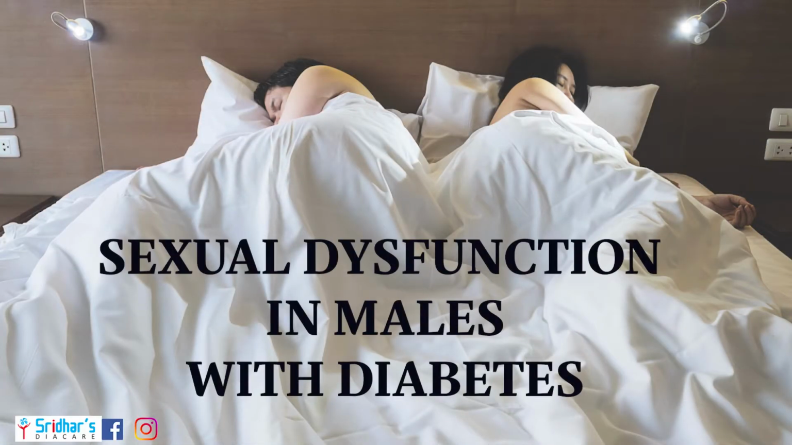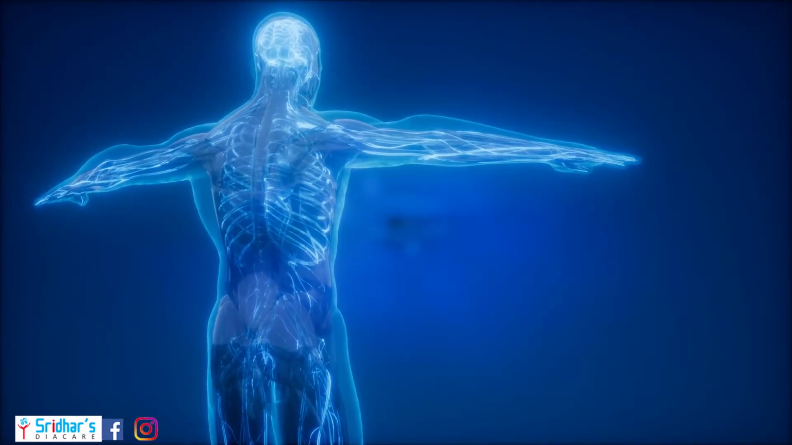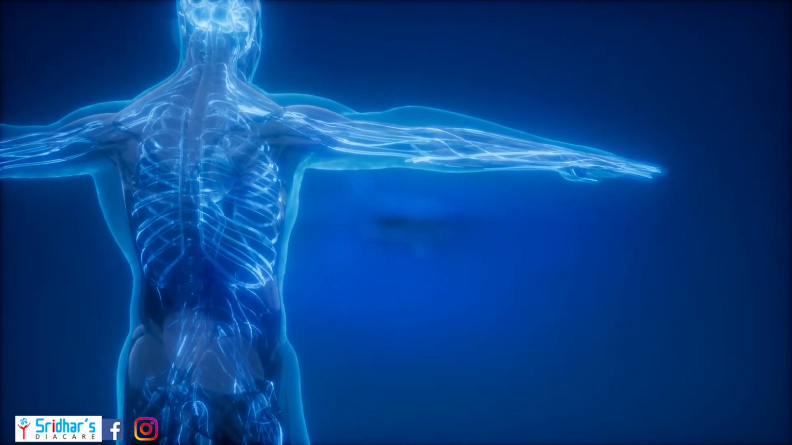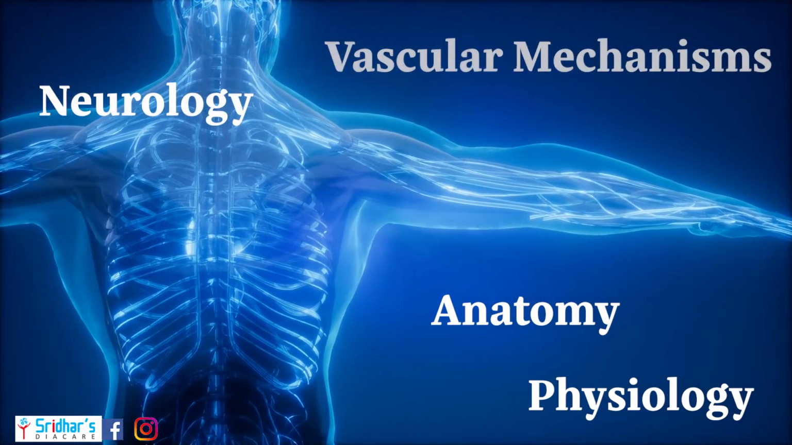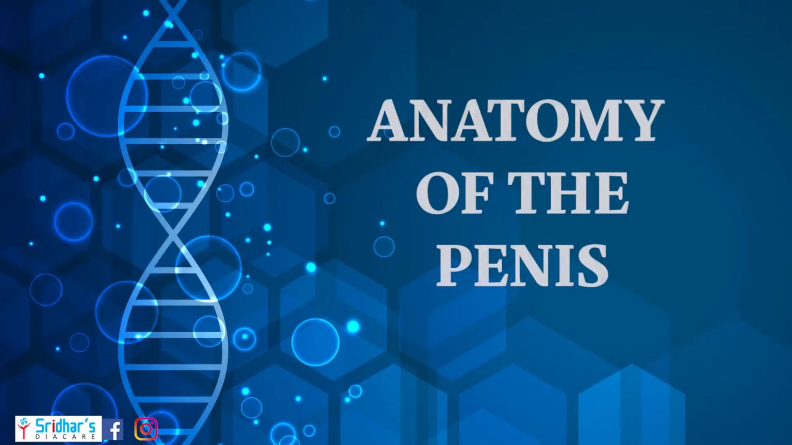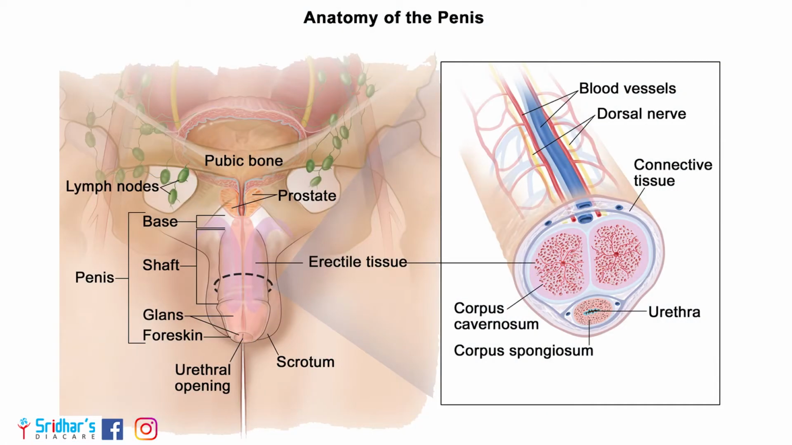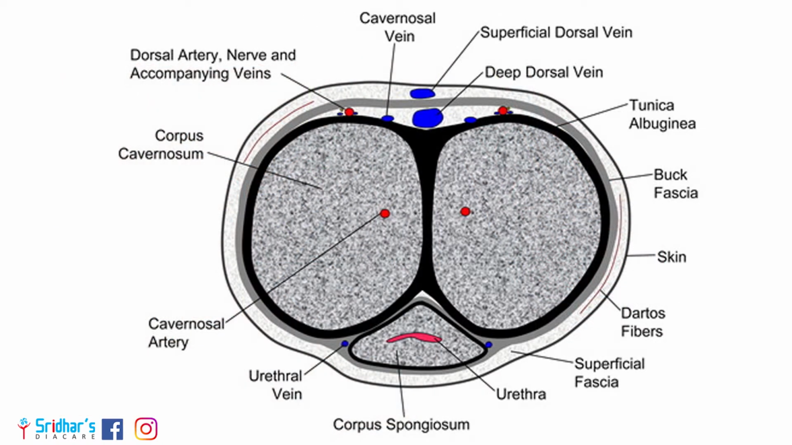Sexual dysfunction in diabetes. Before we analyze the various causes of sexual dysfunction in diabetic patients, we must have a basic idea of the normal physiology, anatomy, neurology, and vascular mechanisms that contribute to penile erection. The penis comprises mainly two muscles, the corpus cavernosum and the corpus spongiosum. The cavernous smooth muscles of the arteriola and arterial walls play a key role in the erectile process.